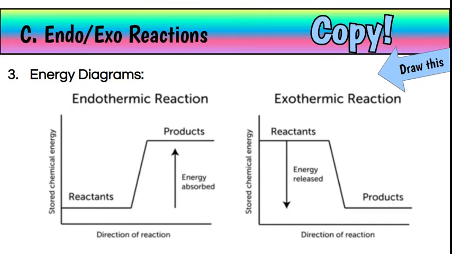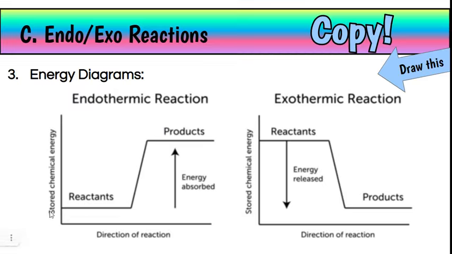Okay, here are some energy diagrams. They're a little simplified. We'll talk about some more of these later. But this is an endothermic reaction and an exothermic reaction. There are two different ones, so think about it as a line right here. This is for endo, that's for exo. In this, you can see what's going on with the energy.